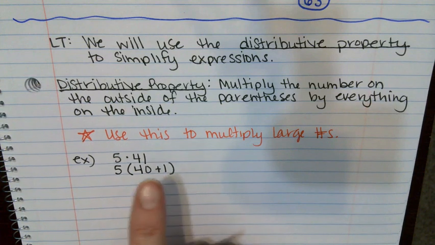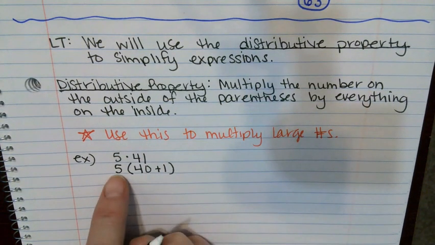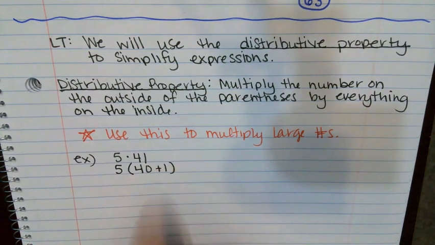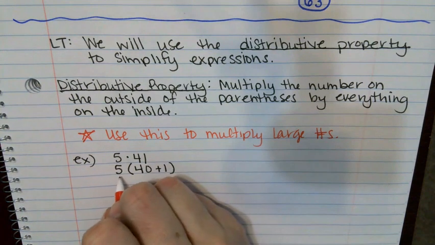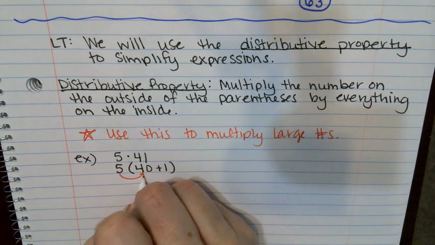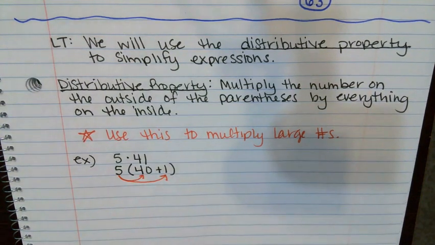Okay, now, when we use the distributive property, we're multiplying the number on the outside of the parentheses by everything on the inside of the parentheses. So this is how it works. I say 5 times 40. I say 5 times 1. Okay, and I draw these arrows.